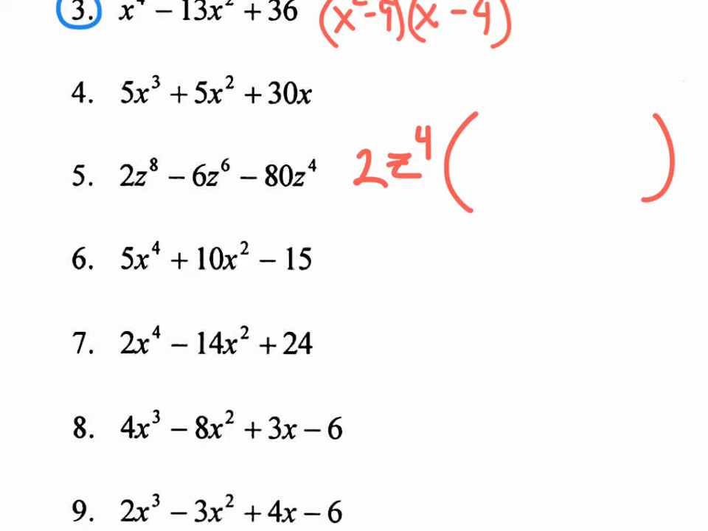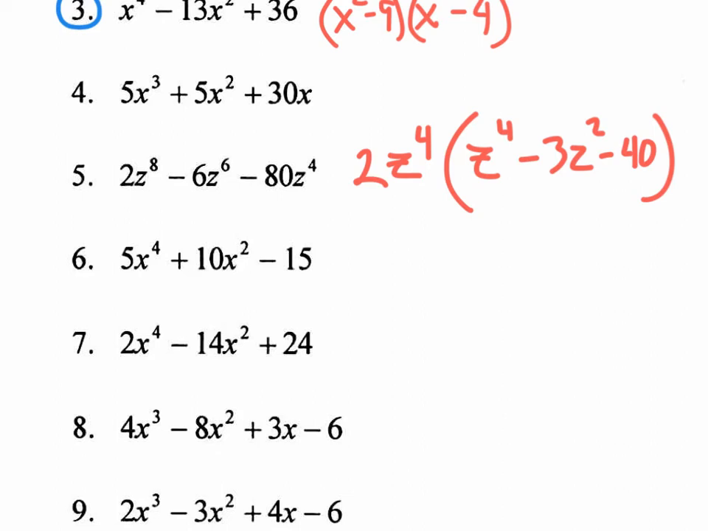Well, if I pull out a 2z to the fourth from the first term, I will have z to the fourth. If I pull out a 2z to the fourth from minus 6z to the sixth, I'm going to have a minus 3z to the second. And last but not least, if I pull out a 2z to the fourth from here, it's going to be a negative 40, that's for sure. And there are no z's, because you took out the z to the fourth.